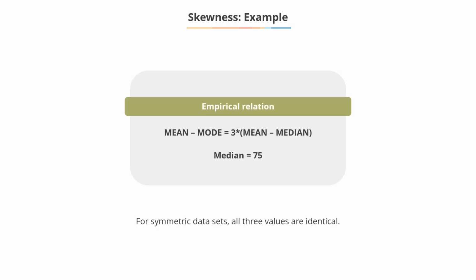If you look at the empirical relation, mean minus mode equals 3 multiplied by mean minus median. The median is also 75. So generally, for symmetric datasets, the three values are identical.